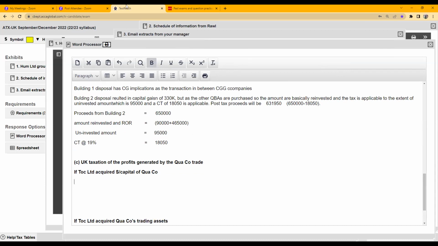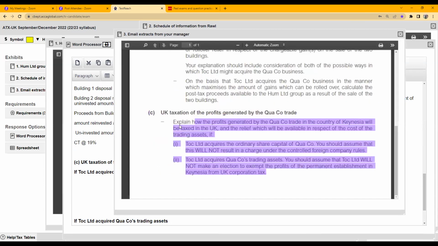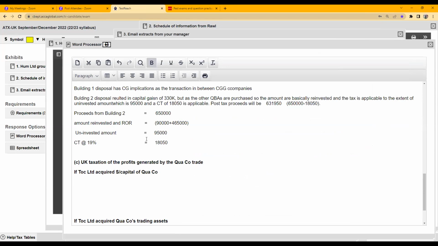Here we need to discuss what is required. Explain. You need to write down the things, narrate the things. No need to perform any calculation. Just explain how the profit generated by QACO trade in the country of Kinesia will be taxed in the UK and the relief which will be available in respect of the cost of trading assets. If number one, TOC acquired the ordinary share capital of QACO, you should assume that this will not result in a charge under CFC rules. Number two, if QACO's trading assets are acquired, you should assume that TOC Limited will not make an election to exempt the profits of the permanent establishment in Kinesia from UK taxes. So it simply means you need to narrate both the possibilities, what will happen.